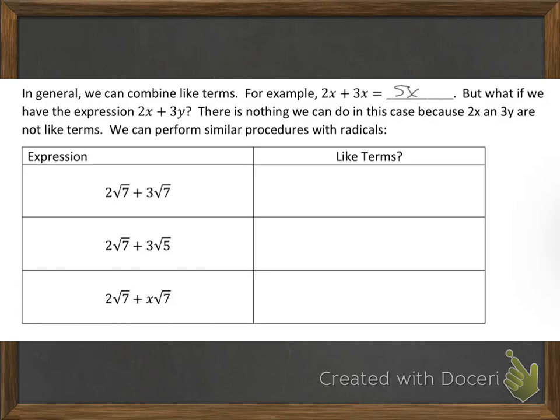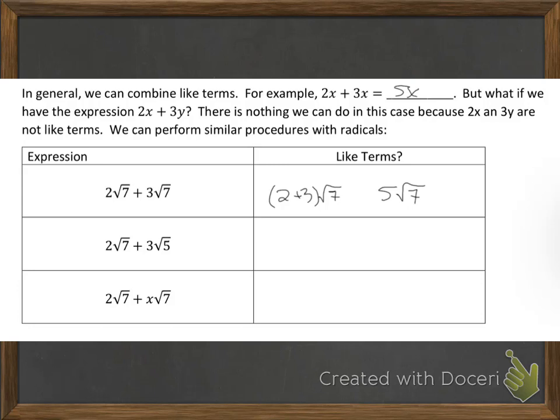We can perform similar procedures with radicals. What if we have 2 square roots of 7 plus 3 square roots of 7? Well, altogether, that means we have 2 plus 3 square roots of 7, or 5 square roots of 7. Adding is just counting things, right? If you have 2 of something and I have 3 of something, together we have 5 of that thing. So 2 somethings plus 3 somethings is equal to 5 somethings. In this case, the something is just the square root of 7.